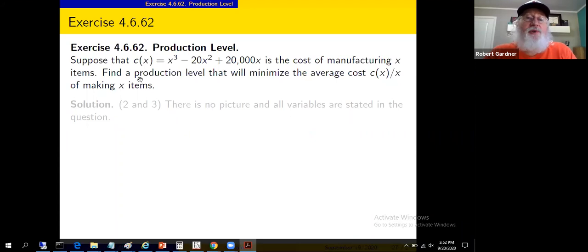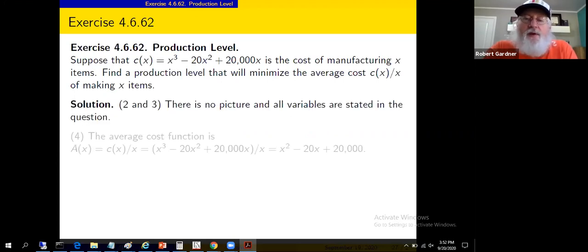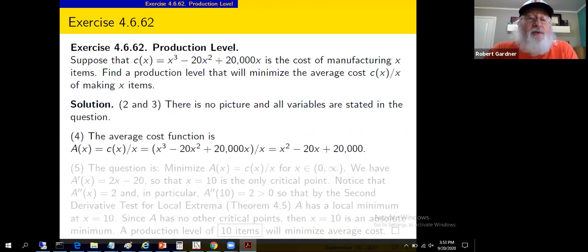They give us a cost function. Suppose that C of x is x cubed minus 20x squared plus 20,000x. This is the cost of manufacturing x items. Find a production level that will minimize the average cost, C of x divided by x, of making these x items. Okay, no picture. They gave us the functions. They gave us the variables. So we're good to go on this one. They want us, step 4, to minimize the average cost function.